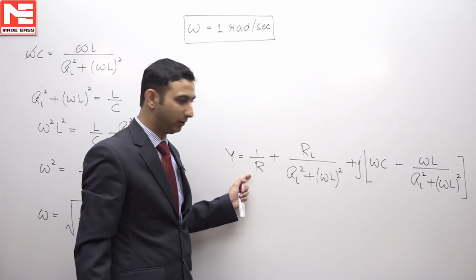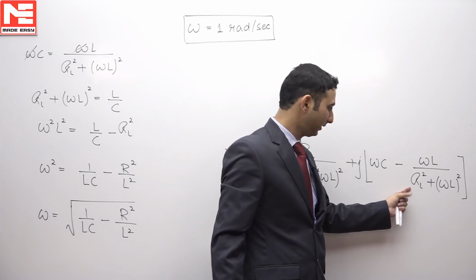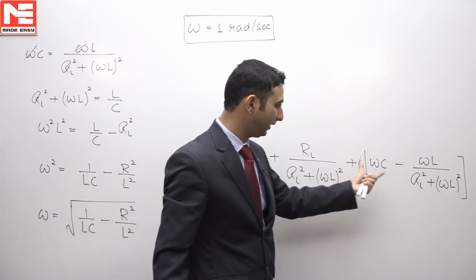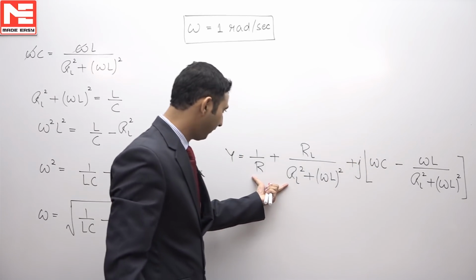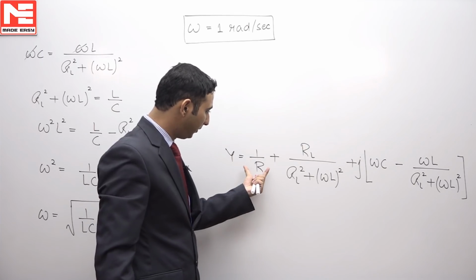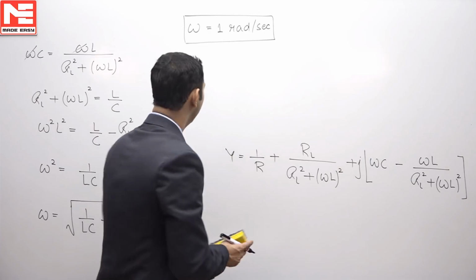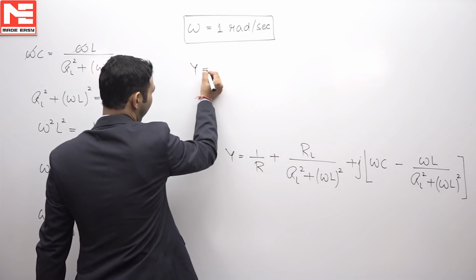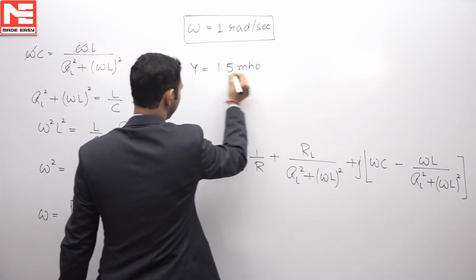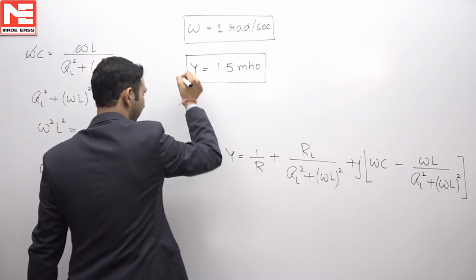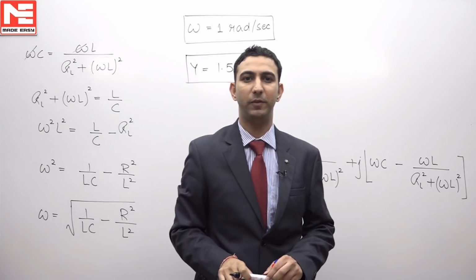When we substitute the value of omega in this equation, this whole imaginary term will be equal to 0, because we have calculated omega using the condition that this is equal to 0, since this is the resonant frequency. So this will be equal to 0. Substituting the values of R, RL and omega over here, we can see Y is coming as 1.5 mho. So this will be the answer. At the resonant frequency, the admittance of the circuit is coming as 1.5 mho.